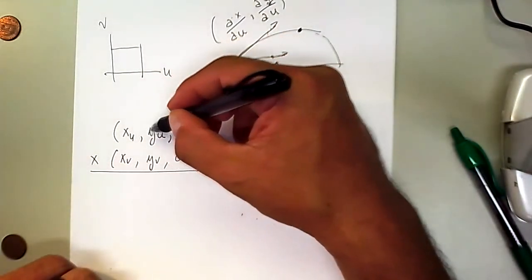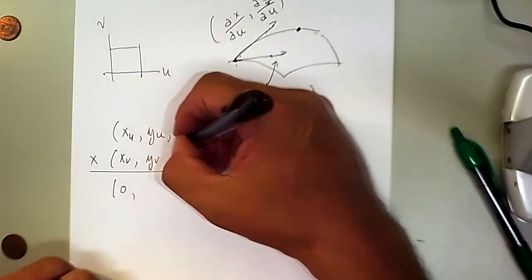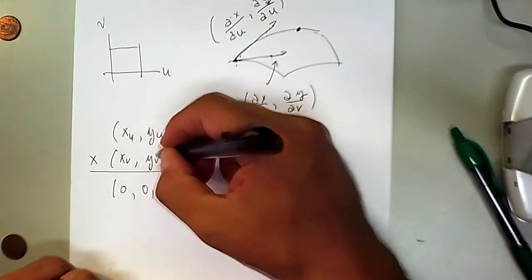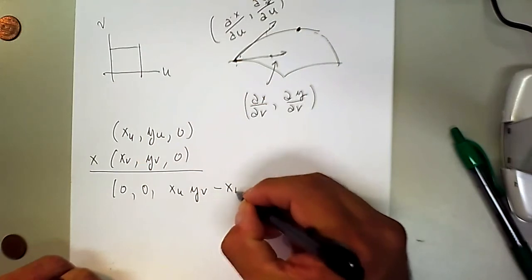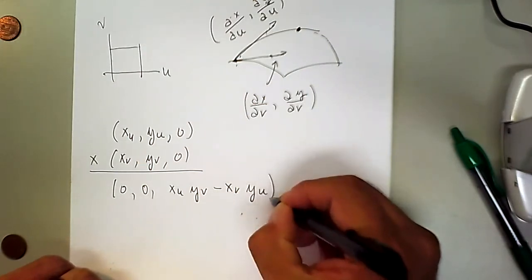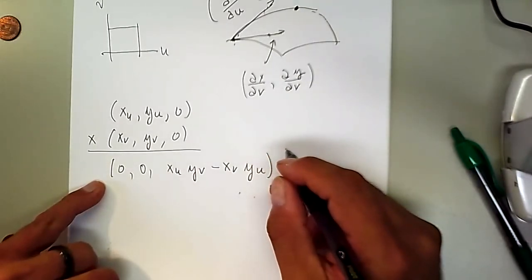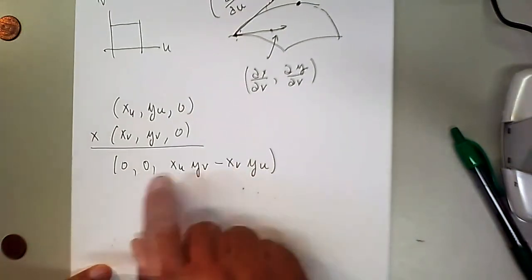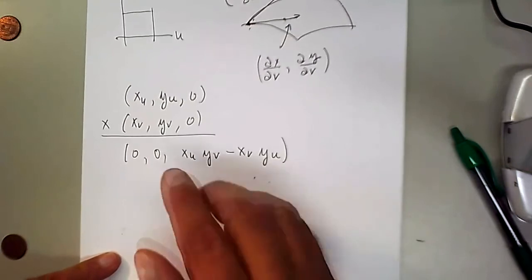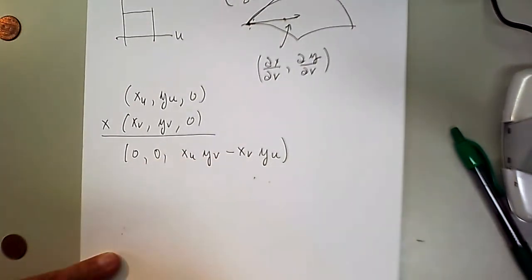So we're going to end up with zero, zero, x_u y_v minus x_v y_u. And then the magnitude will be precisely just that, because the other two components are zero. So that is how much area we will have.